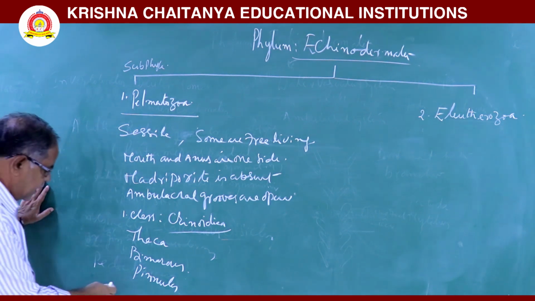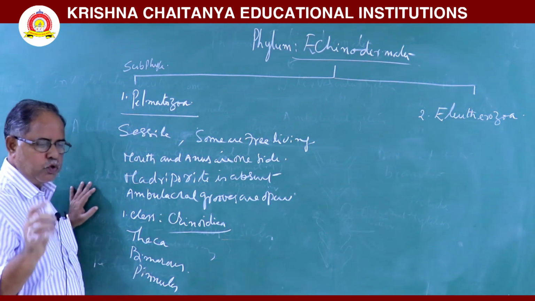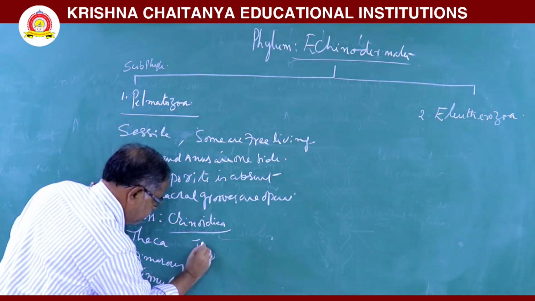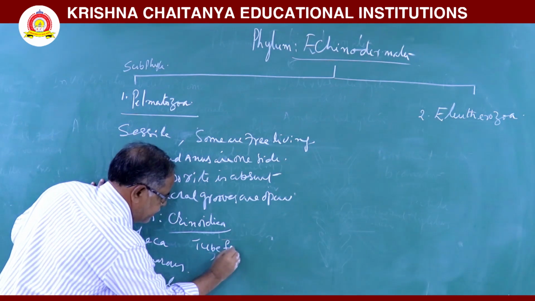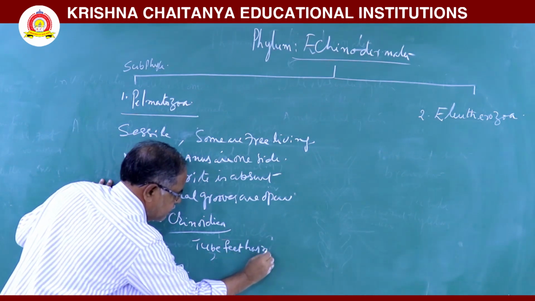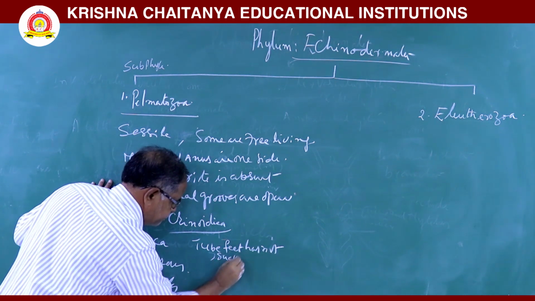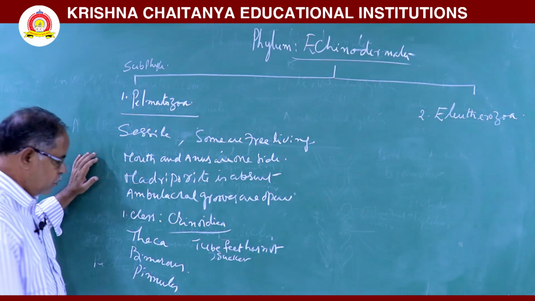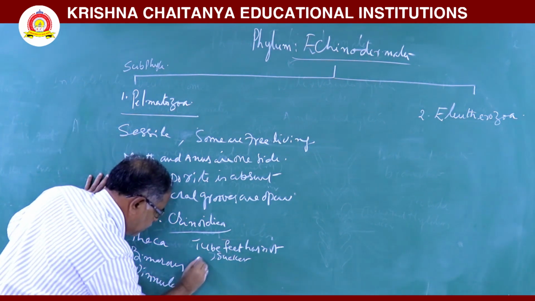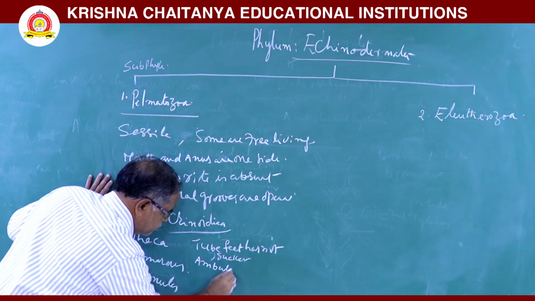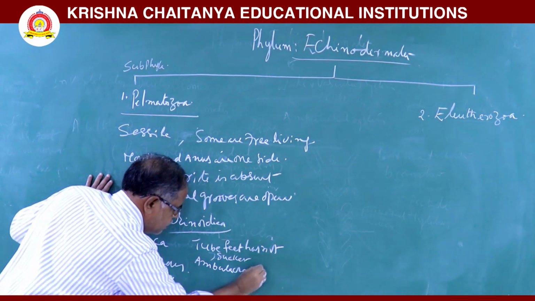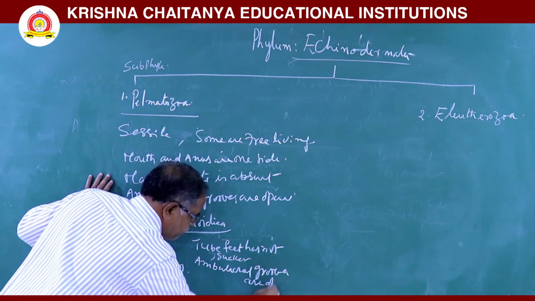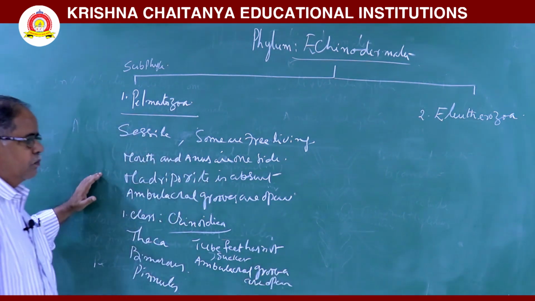Here, in these animals, the tube feet do not have suckers. Here, umbilical growths are open.